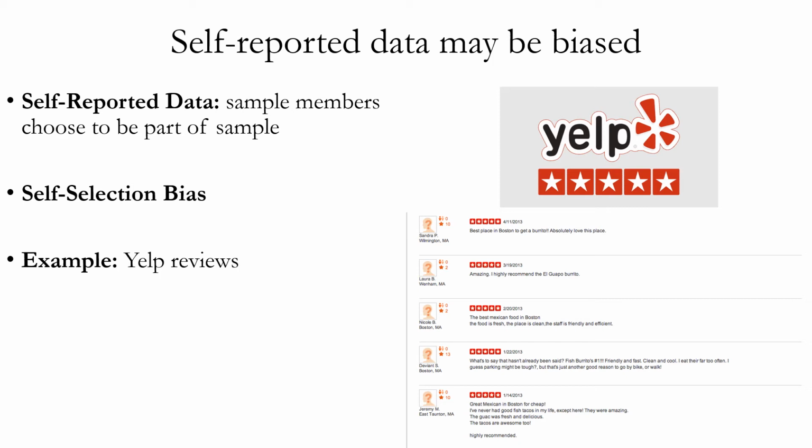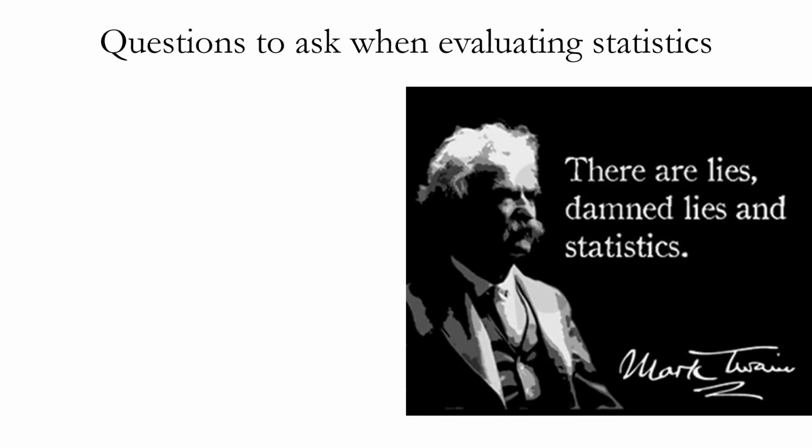So there's many other types of things that can bias Yelp ratings, including manipulation by the owners of restaurants. But the point is that self-reporting itself can be a source of bias across many types of situations. And finally, there are some general questions to ask when evaluating any kind of statistic.